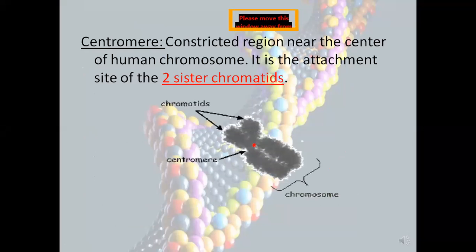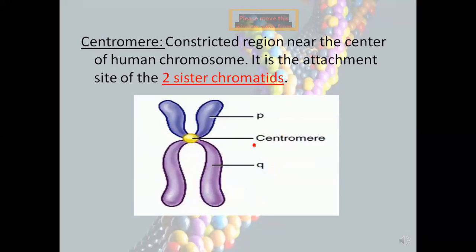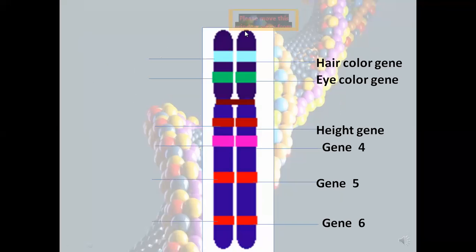So here the centromere, this is the constricted region near the center of the human chromosome. It's the attachment site of the two sister chromatids. We call it the centromere.